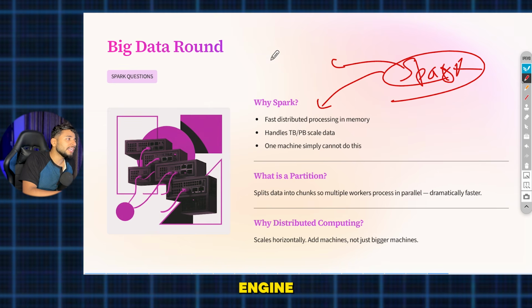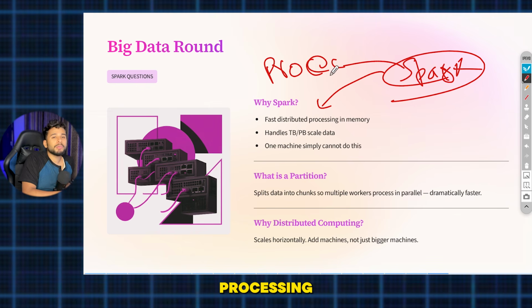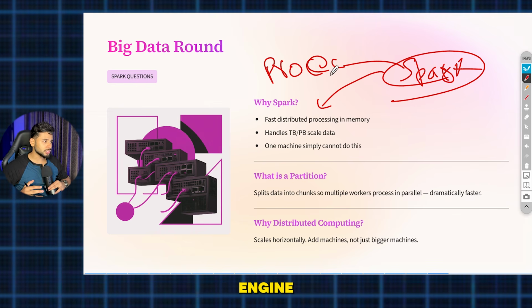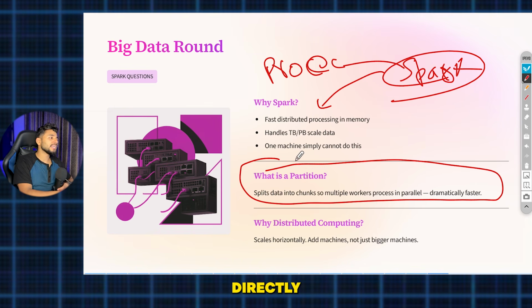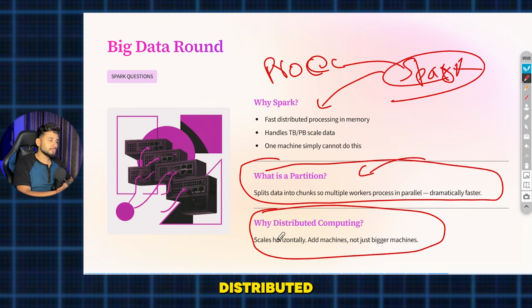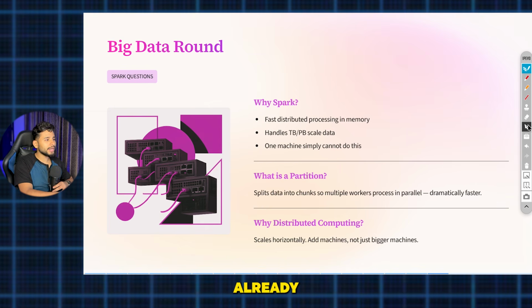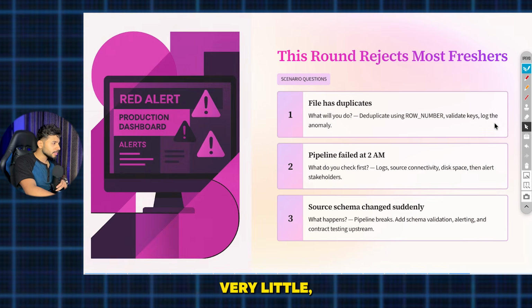It is a distributed processing engine, an in-memory parallel distributed processing engine that will help you handle terabytes and petabytes of data at scale. One machine cannot simply do all those things. That's why we use Spark to leverage distributed computing and directly do the processing. That is the work of Spark. What is partitioning? Splitting the data into chunks so that multiple workers can process it in parallel, and it is dramatically faster if you use partitioning. Why distributed computing? We will be learning about scaling, horizontal and so on. All these topics are already covered in the bootcamp. If you want to learn about these things in detail, everything is there.